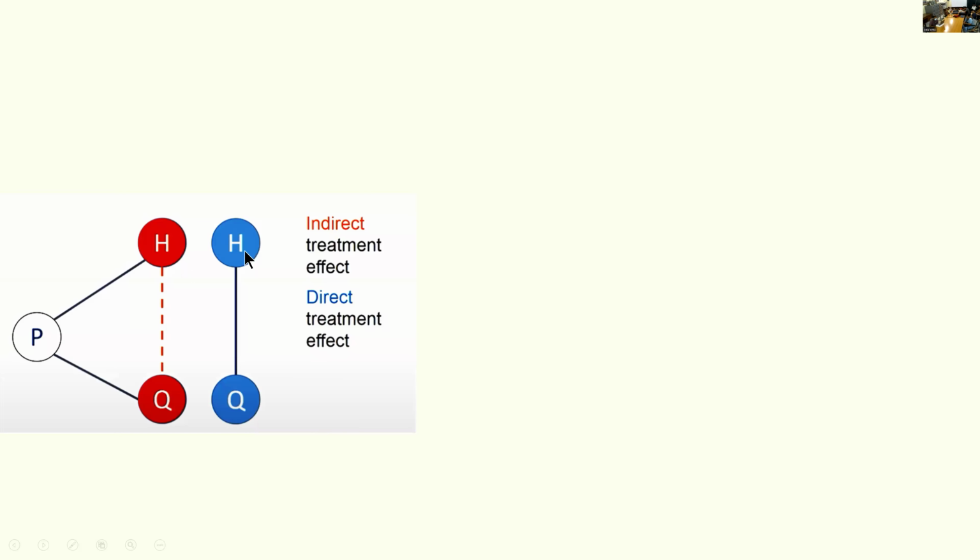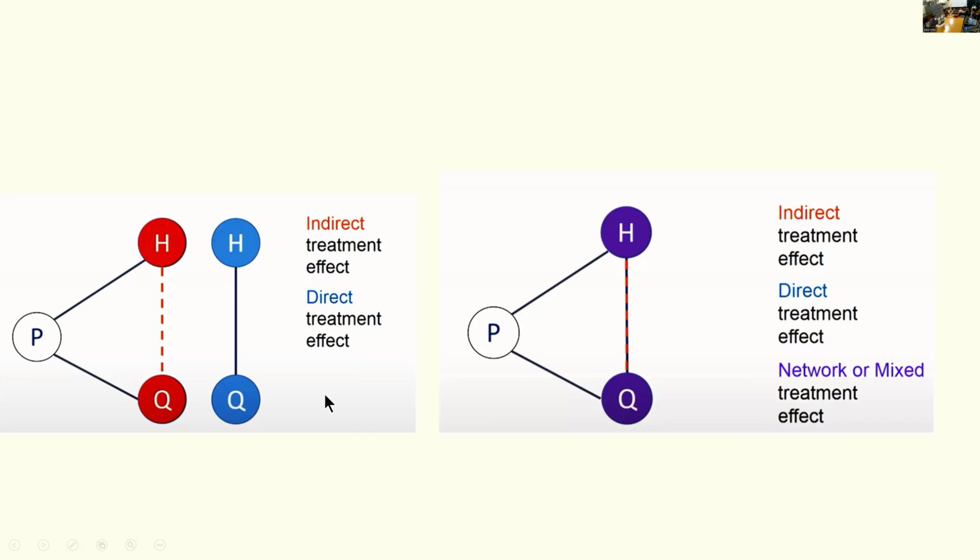Suppose later on you have already done an RCT which compares H and Q. That means that's a direct estimate. You've also indirectly calculated the estimate between H and Q. So that's the indirect estimate. If you combine both of them together, you get what is called the network or the mixed treatment effect.